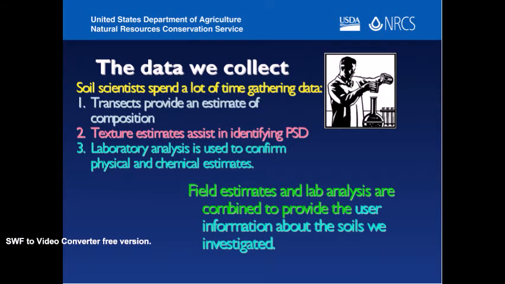Textures are also an estimate when we're out in the field and we're doing a hand texture. That gives us the ability to estimate what the particle size distribution is of that particular sample that we have in our hand at that time. We also can take that information and send it into the lab, and we can have the lab confirm what we estimated in the field. We have field estimates and we have lab analysis, and we combine those together to provide us the information that we need about that particular soil to be able to populate the database.